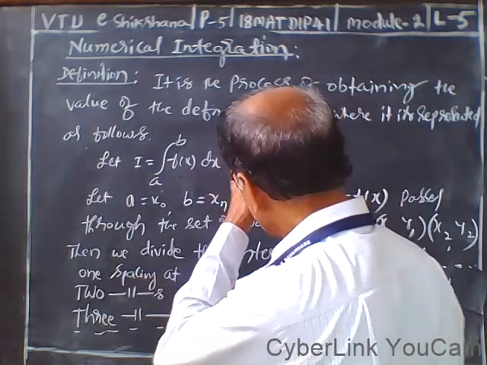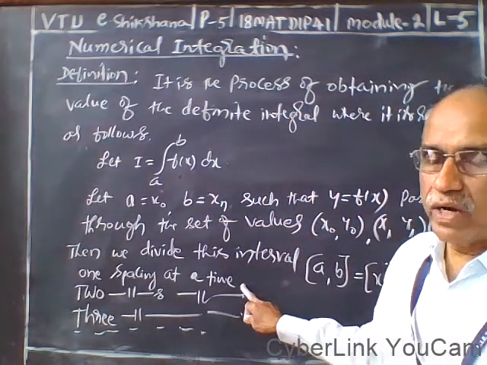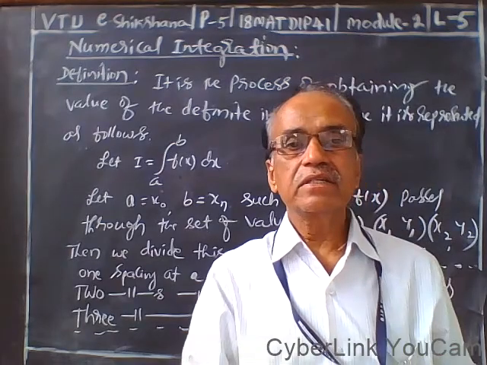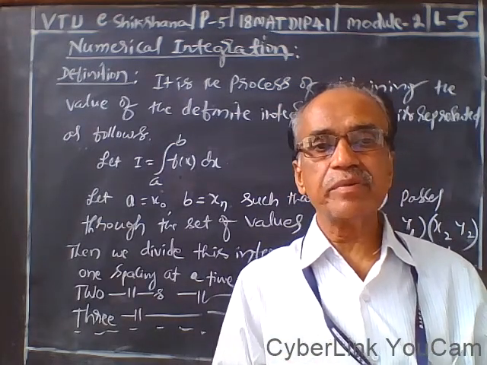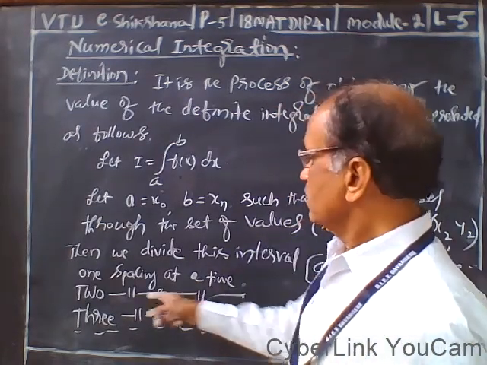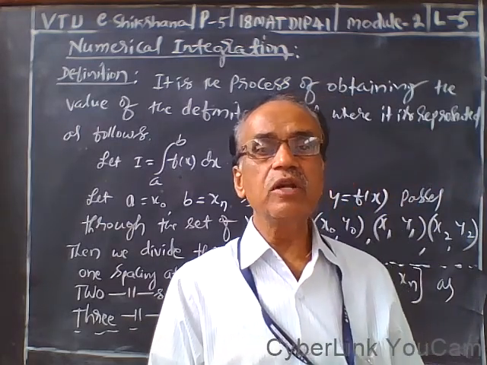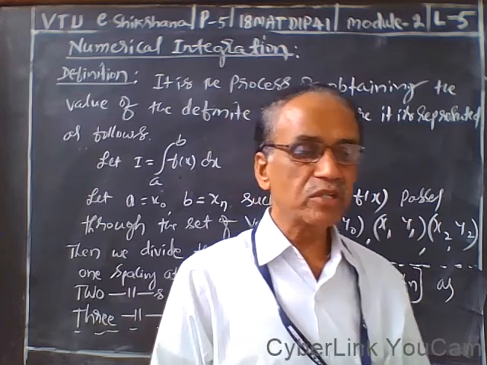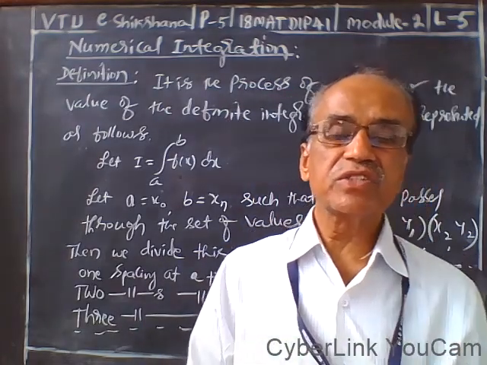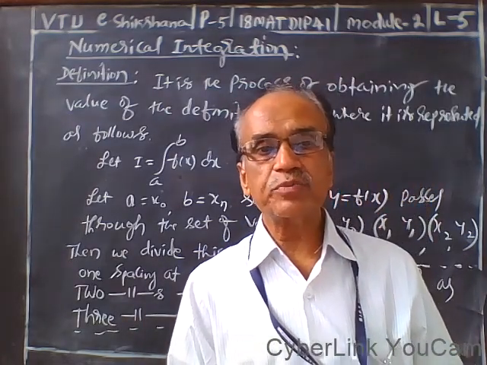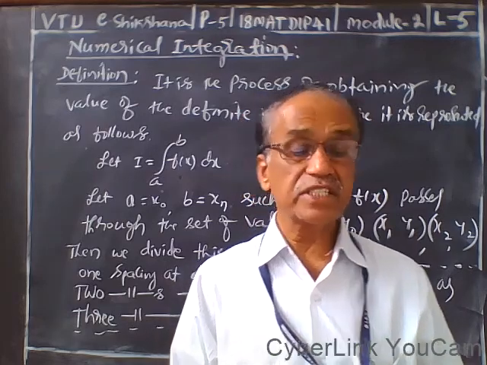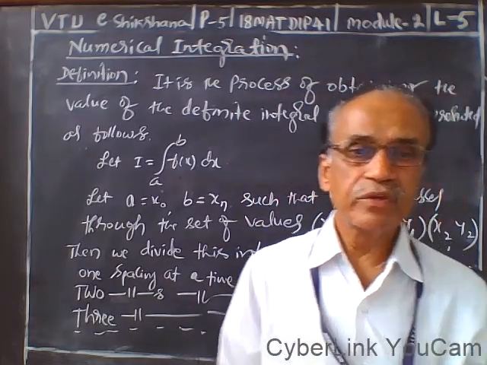One spacing at a time means we are going to take n equal to 1. The resulting equation is called the trapezoidal rule. And two spacings at a time is called Simpson's one-third rule. And three spacings at a time is called Simpson's 3/8 rule. And six spacings we are going to take, it is called Weddle's rule.